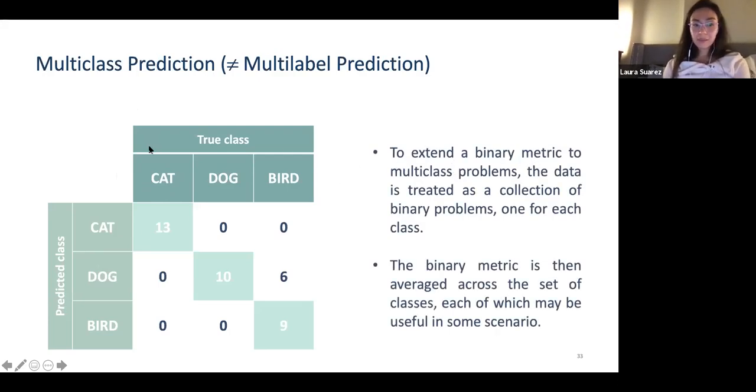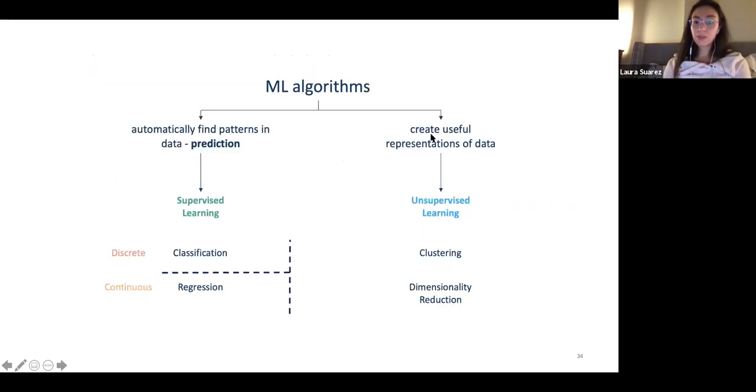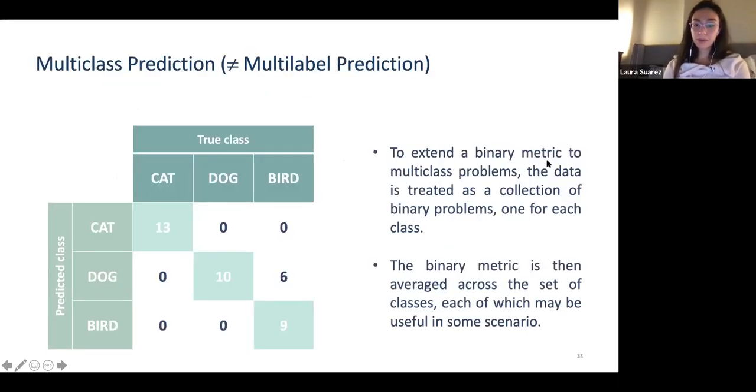In these cases, if you have a multi-class prediction problem, you can extend the binary metrics that we use for binary problems to multi-class problems. Simply treat each class as a collection of binary problems, basically. You treat each different class as if it was a binary classification problem, and then you can apply the same measures that we saw at the beginning. If you want an overall estimate of your model, you can then average any of these measures across all the classes.